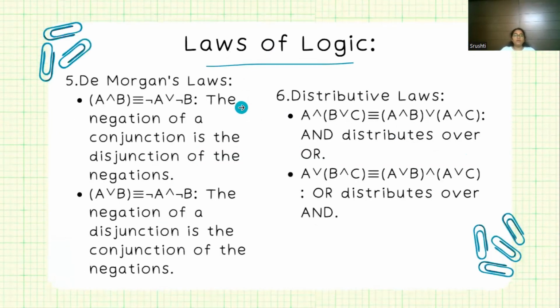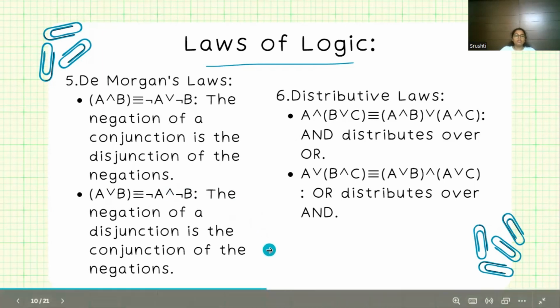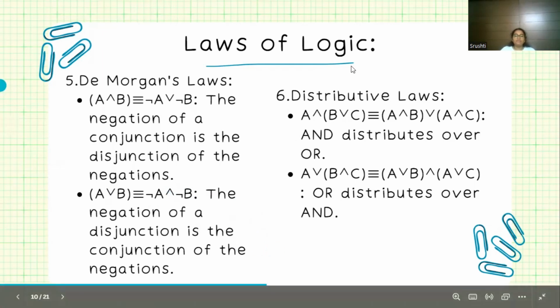Fifth one is De Morgan's law. Negation of (A and B) is equivalent to negation of A or negation of B. The negation of a conjunction is the disjunction of the negations. Negation of (A or B) is equivalent to negation of A and negation of B. The negation of a disjunction is the conjunction of the negations.